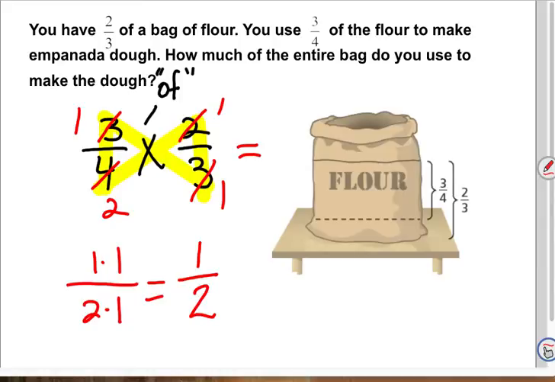And I have 1/2 how much of the bag of flour. I'm looking back at my story problem to figure out what it was I was answering. So I have 1/2 bag of flour that was used.